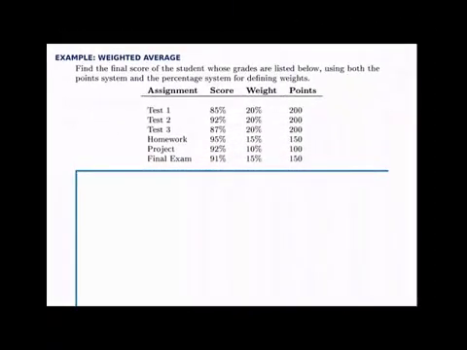Here we'll find a weighted average using a student's score in a class. So we have several assignments, 3 tests, homework, project, and final exam, and we're given the student's score on each of these assignments, as well as a weight for each assignment or a number of points for them. Now notice that usually we'd be given either the weight or the points. In this case, we're given both, and if you look closely, there are a total of 1,000 points that they could earn. If you add up all those points, you should get 1,000.